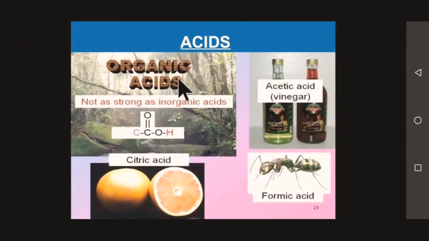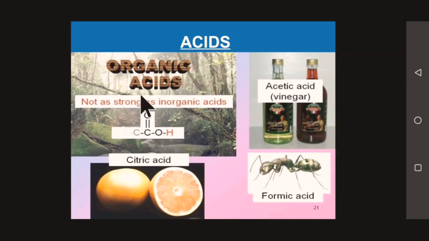You should know that there are two kinds of acids, that is organic acids and inorganic acids. Those acids that are found in plants and animals are called organic acids, and they are not as strong as inorganic acids, whereas inorganic acids are strong and dangerous. Examples are hydrochloric acid and sulfuric acid.